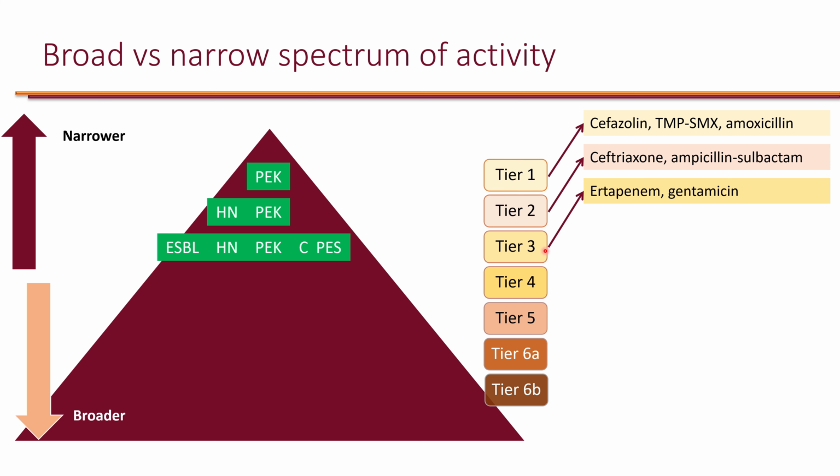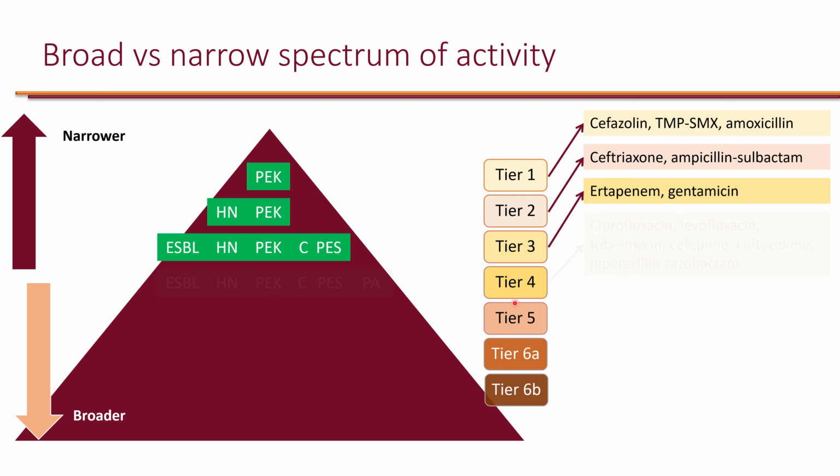So ertapenem will be the drug of choice for ESBL producing Enterobacterales for severe infections such as bacteremia. And gentamicin, of course, is not affected by ESBL since it's an aminoglycoside. Both of these agents also have extended activity against more gram-negative organisms. So Citrobacter, Providencia, Enterobacter, and Serratia. And they do not have activity against Acinetobacter.